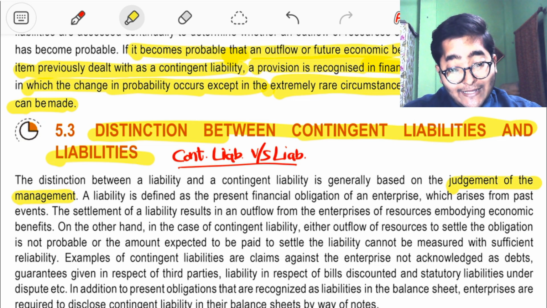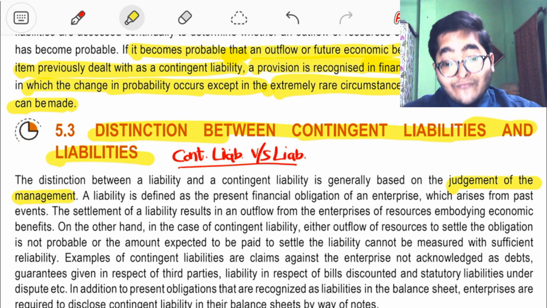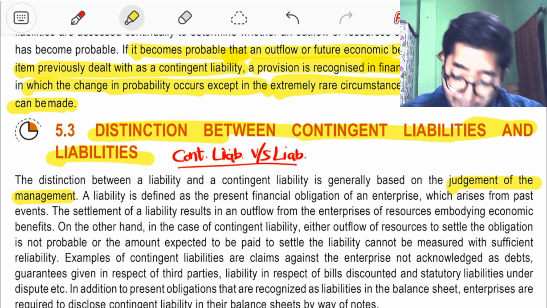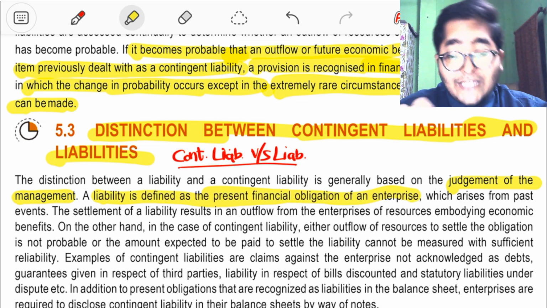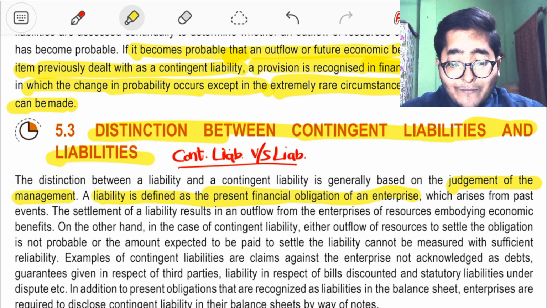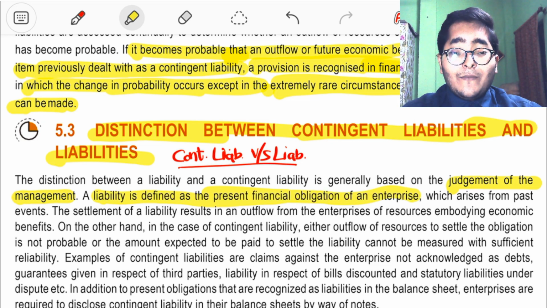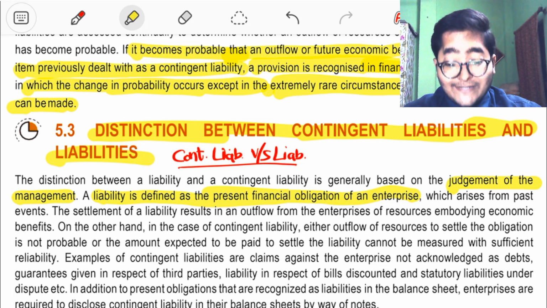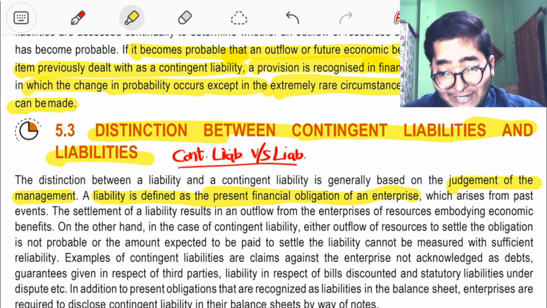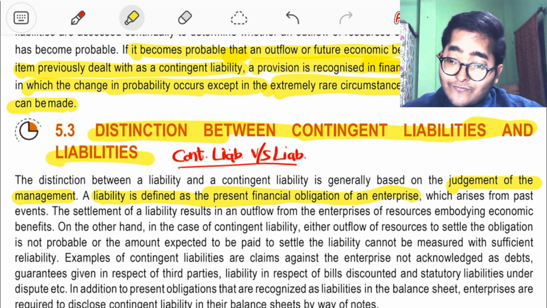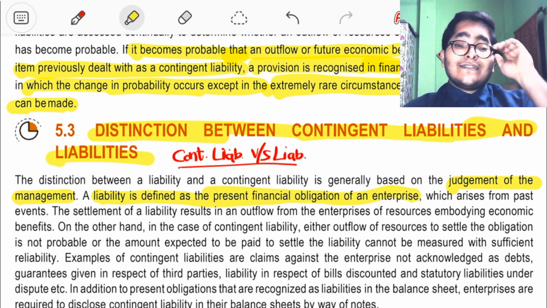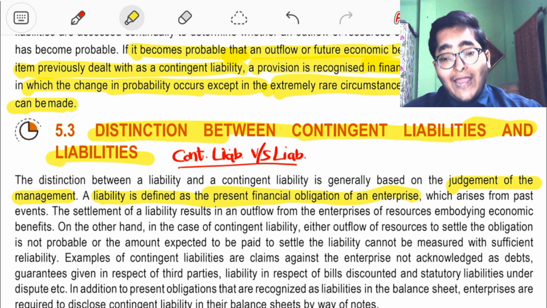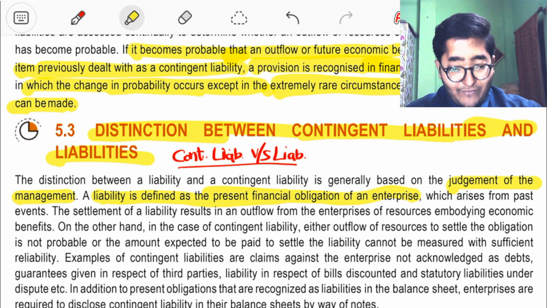A liability is defined as the present financial obligation of an enterprise. एक एंटरप्राइज का जो भी फाइनेंशियल ऑब्लिगेशन अब भी चल रहा है या फिर प्रेजेंट ऑब्लिगेशन है उसे हम लोग लायबिलिटी कहते हैं, which arises from past events. The settlement of liability results in an outflow from the enterprise of resources embodying economic benefits.